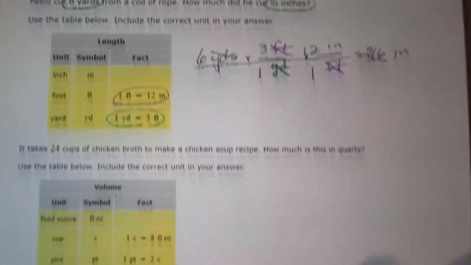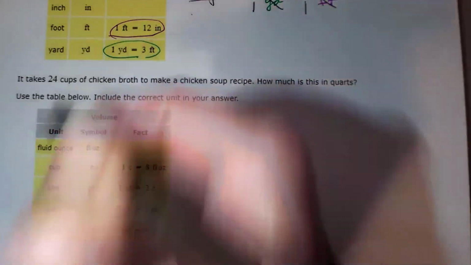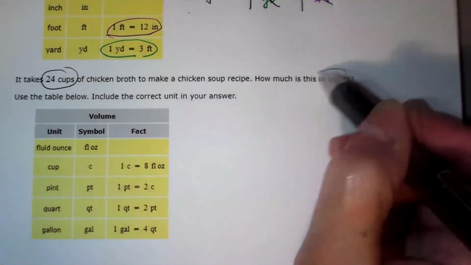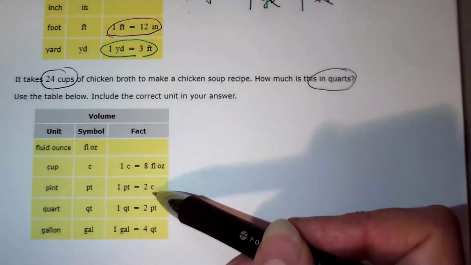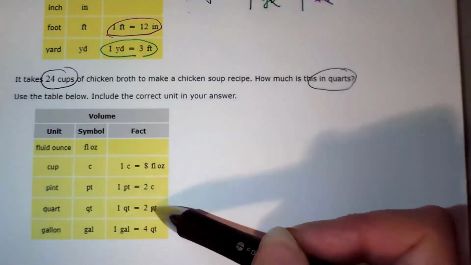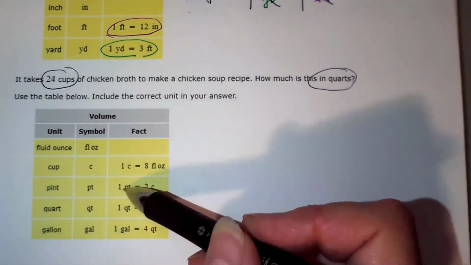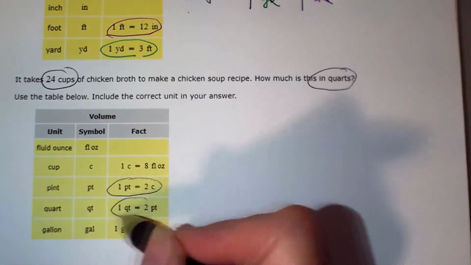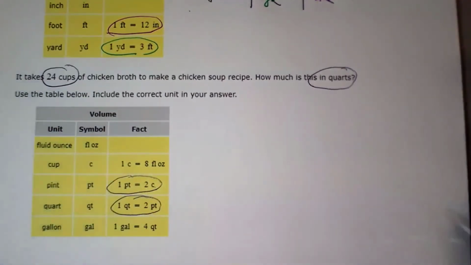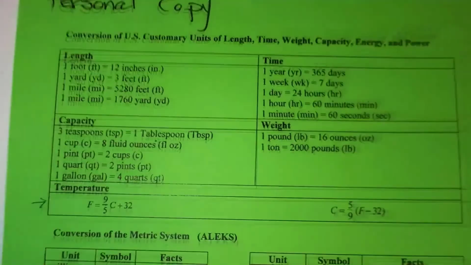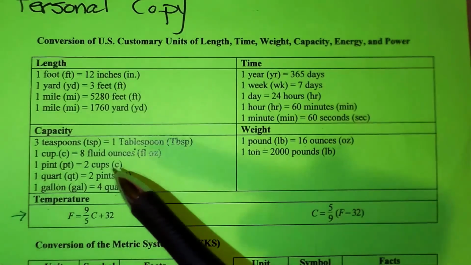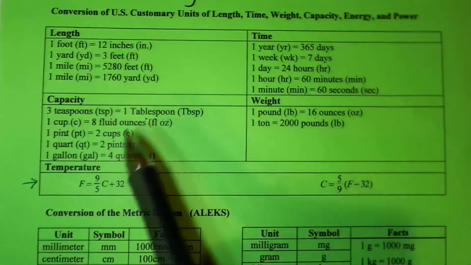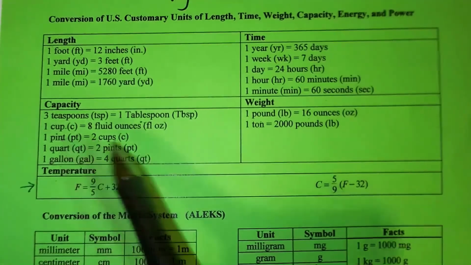Let's do one more. Here we have 24 cups of chicken broth to make chicken soup. How much is this in quarts? So I look at here and I have quarts to pints, and then I have cups to pints and pints to quarts. So I'm going to have to use these two. On this chart, you'd find the same thing. If I'm going from, it wants me to go from cups to quarts, I would find cups to pints, pints to quarts.